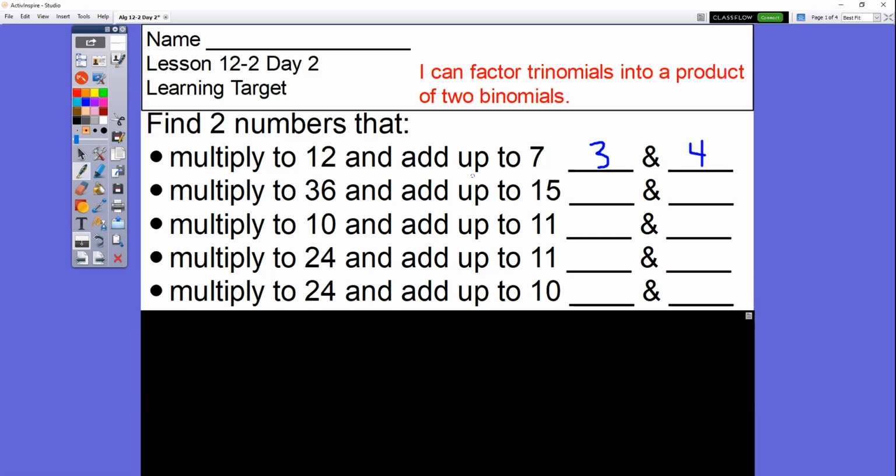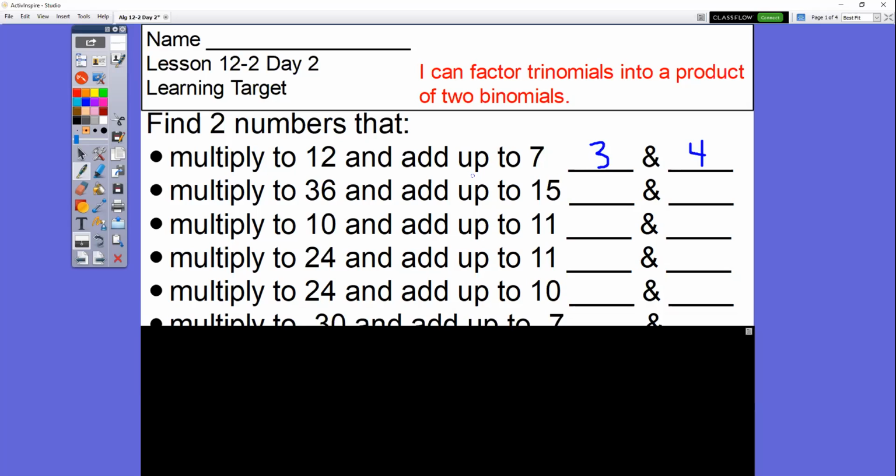How about this one? Still using that 24. When you multiply the two numbers together, they give you 24, but when you add them, you get 10. Go ahead and type it into the chat, please. Yep, it is 6 and 4. 6 times 4 is 24. 6 plus 4 is 10.